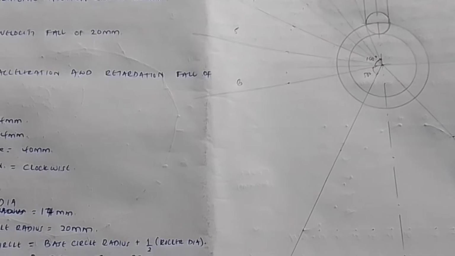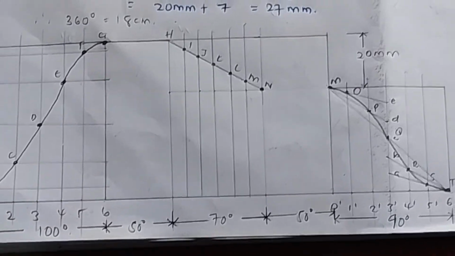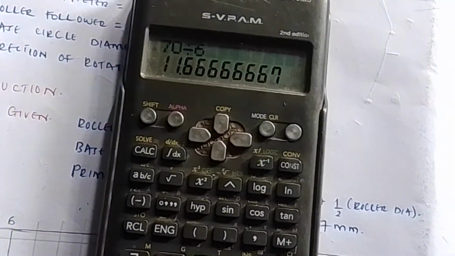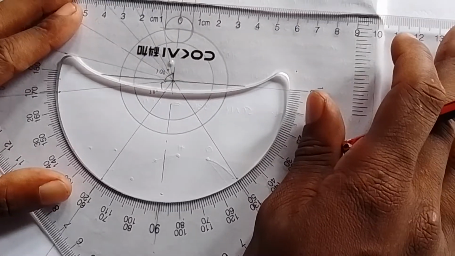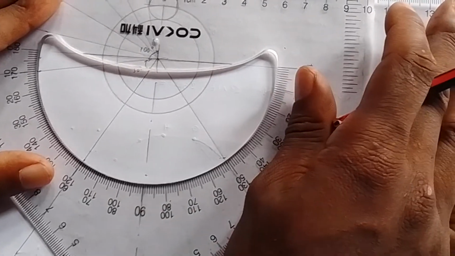And then divide this 70 into 6 equal parts, as we have seen in this particular cam displacement diagram, where we have divided it into 6 equal parts. So you take your calculator like this and say 70 divided by 6. It will be 11.67. Again, standing here where you put your protractor, properly align it with the 90 degrees like that.